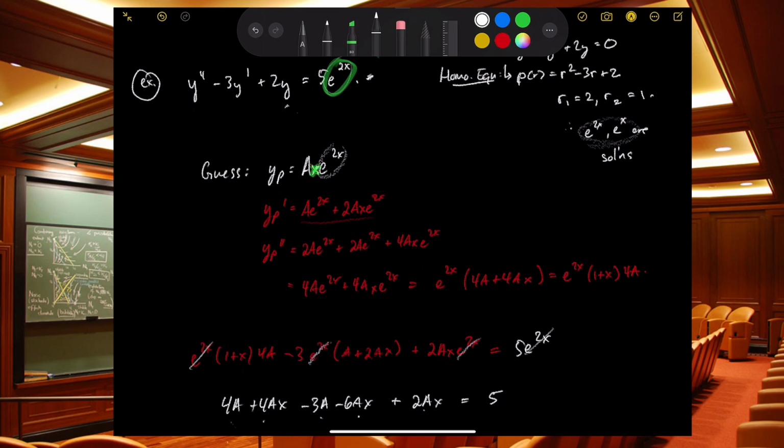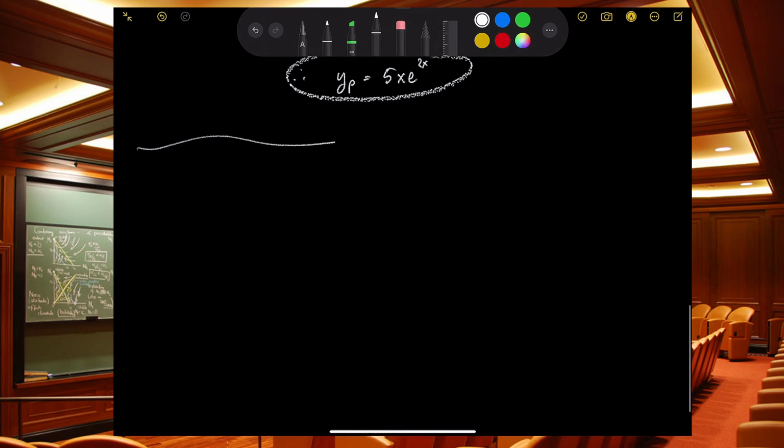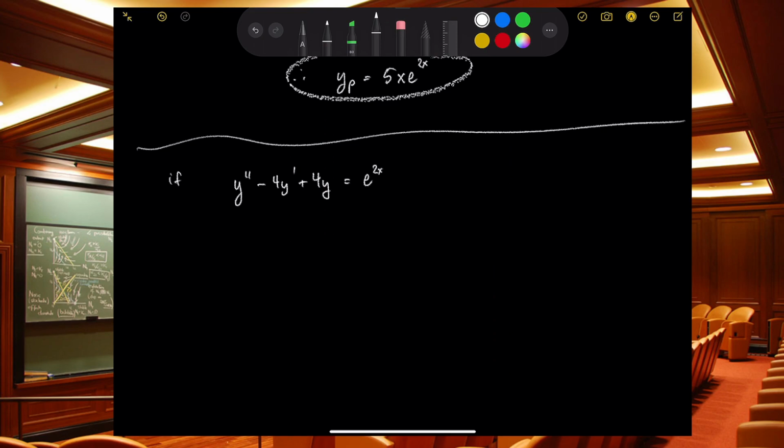So one last part here: if we had a repeated root in the complementary equation matching our function, then we'd have to try the next level up. So, for example, if we had something like y double prime minus 4y prime plus 4y equaled, let's just do it like this, 4e to the 2x.